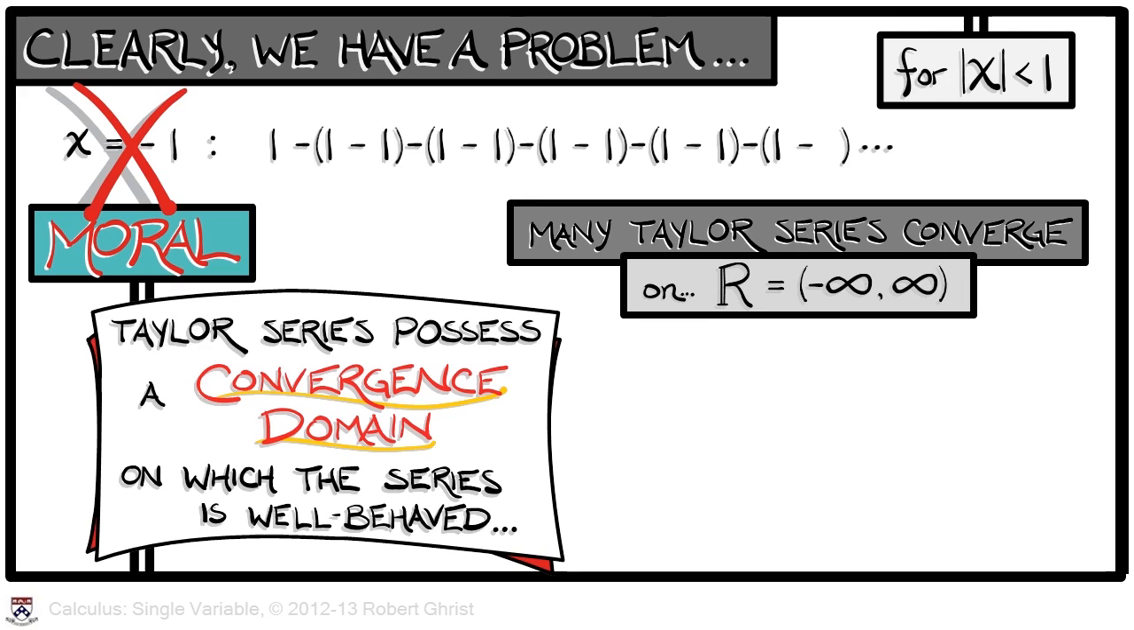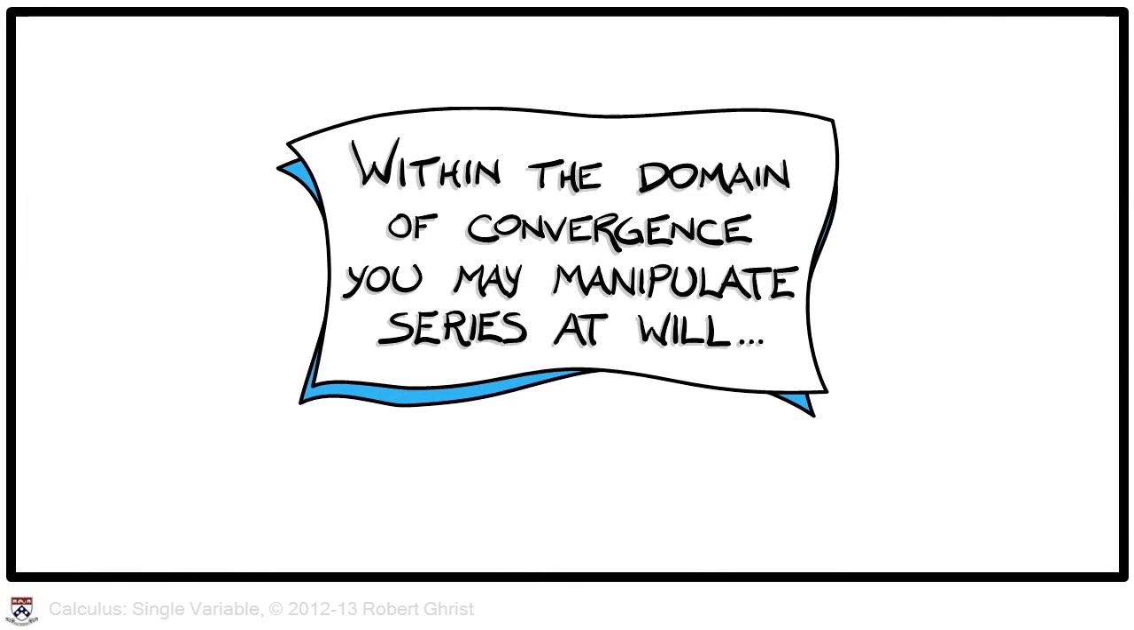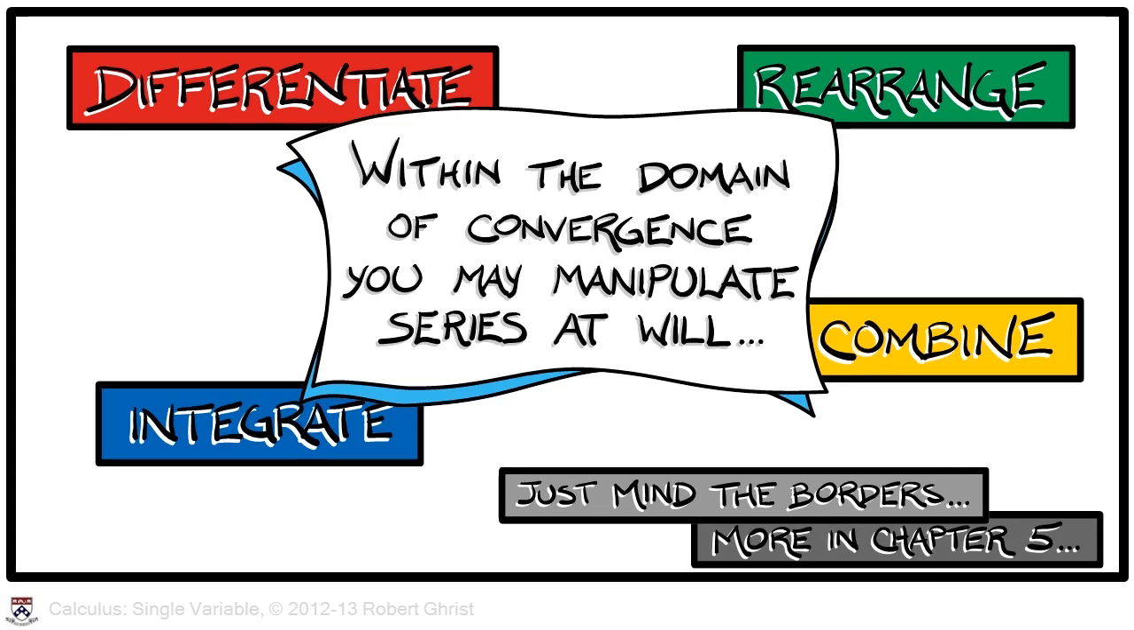Now, for many of the Taylor series that we've encountered thus far, the domain of convergence is the entire real line. For the exponential function, sine, cosine, hyperbolic sine, hyperbolic cosine, there are no convergence issues. It is for a series like the geometric series that we have to be more careful. Now, within the domain of convergence, you can manipulate the series at will. You can rearrange the terms, differentiate term by term, integrate, recombine, whatever you wish. There are no problems as long as you are within the interior of that domain of convergence. You must be very careful about what happens near the borders. We'll talk more about that in Chapter 5.